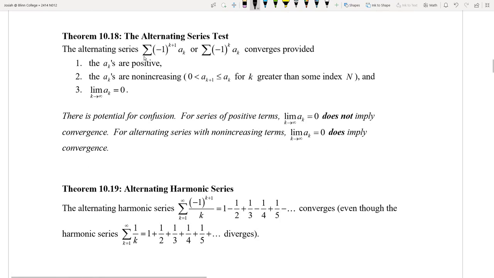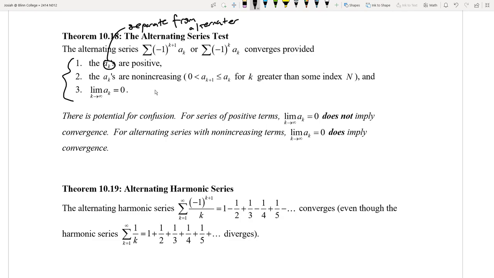So if we have a series whose terms alternate signs, it will converge given these three things. So the a sub k's are positive. And you see also the a sub k's are non-increasing. So the a sub k's are separate from the negative 1 term that's bouncing things back and forth. So the a sub k's are separate from the alternator. All right, so you take everything except for the alternator and you examine that.